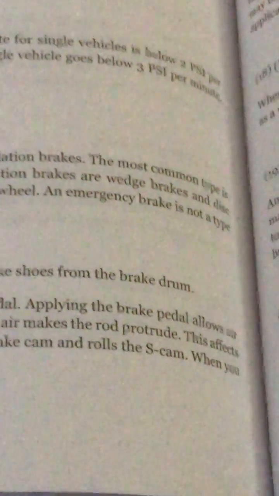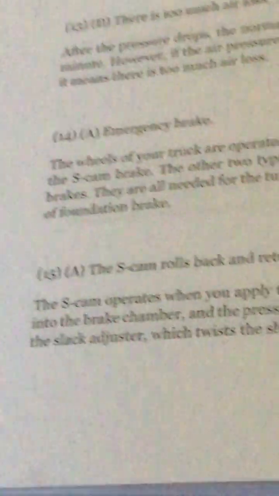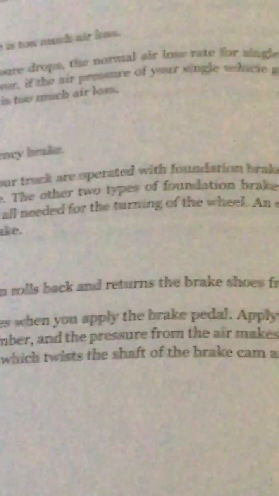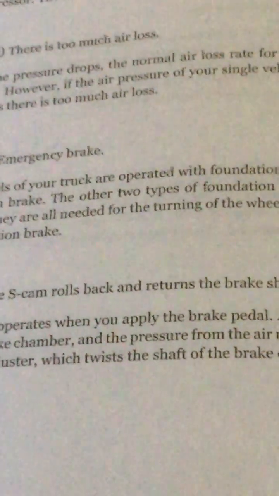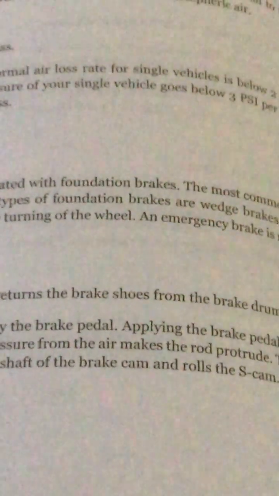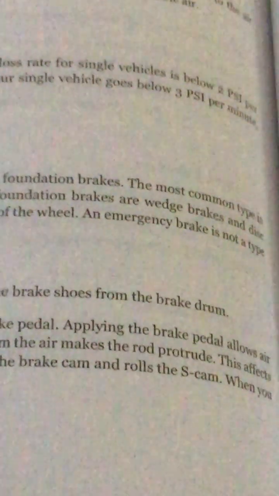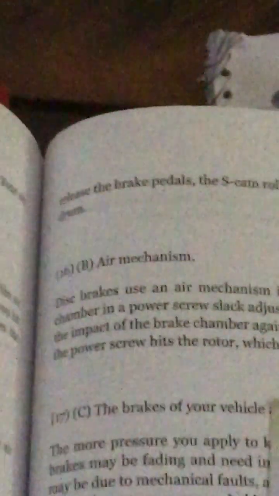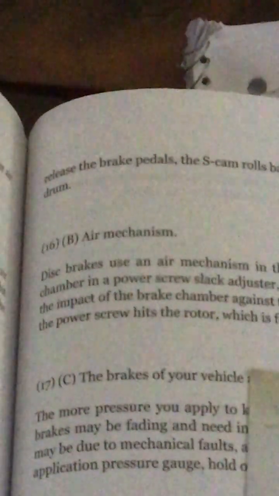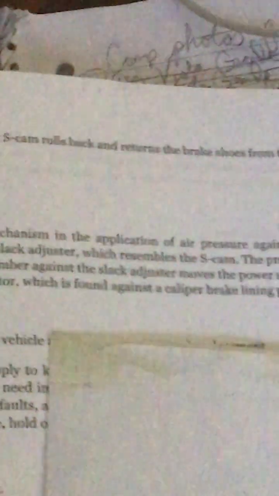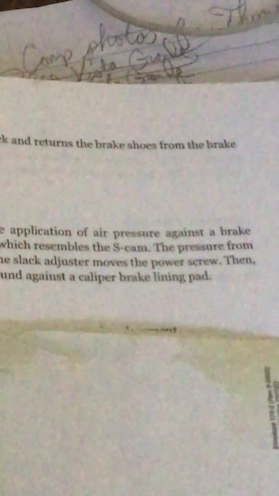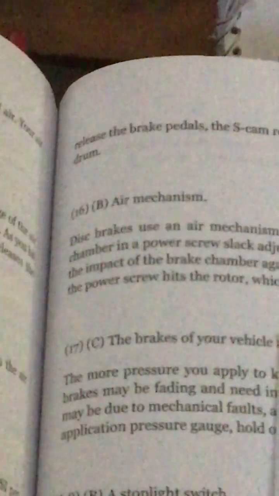Applying the brake pedal allows air into the brake chamber, and the pressure from the air makes the rod protrude. This affects the slack adjuster, which twists the shaft of the brake cam and rolls the S-cam. When you release the brake pedals, the S-cam rolls back and returns the brake shoes from the brake drum.